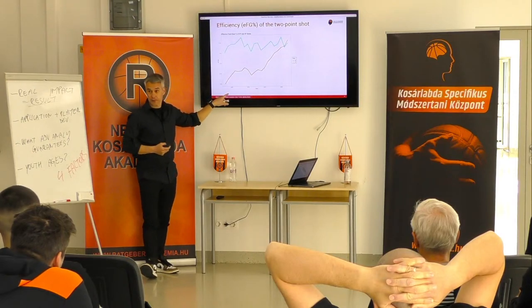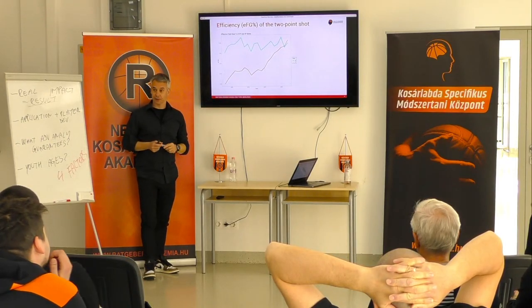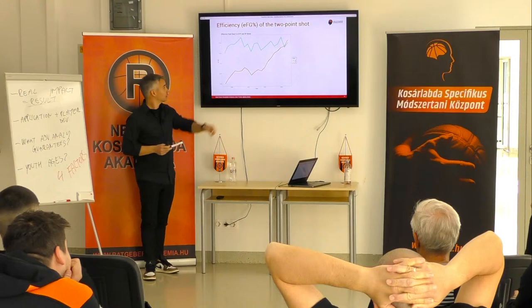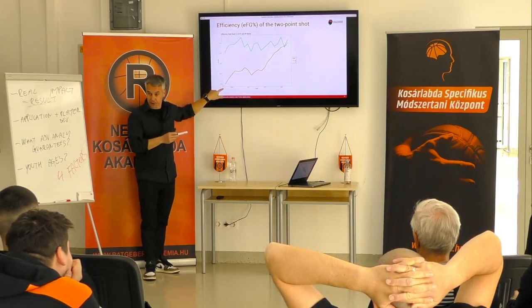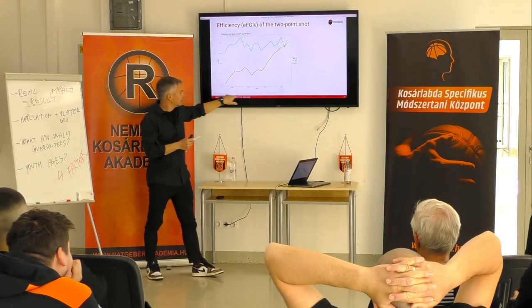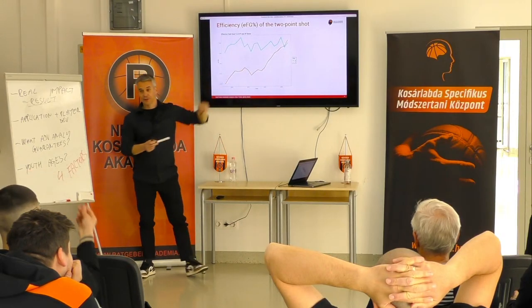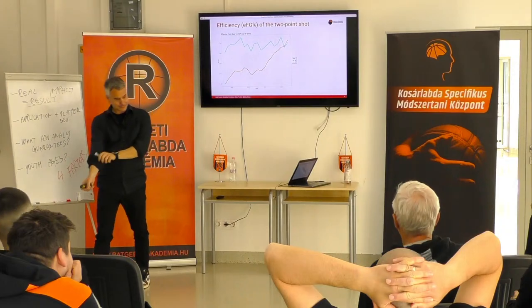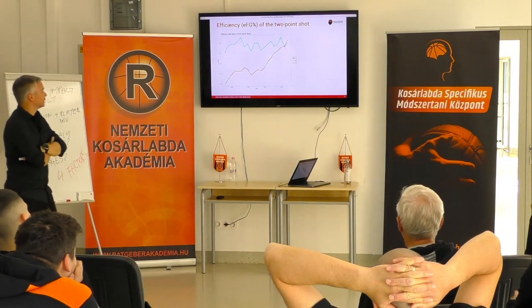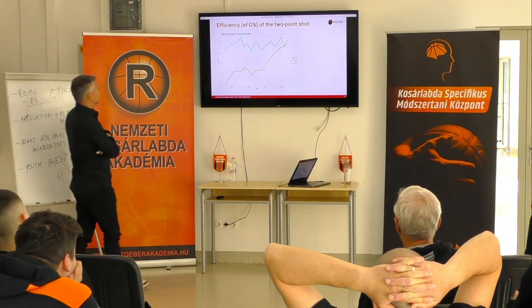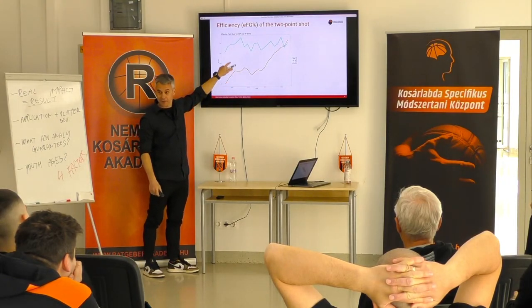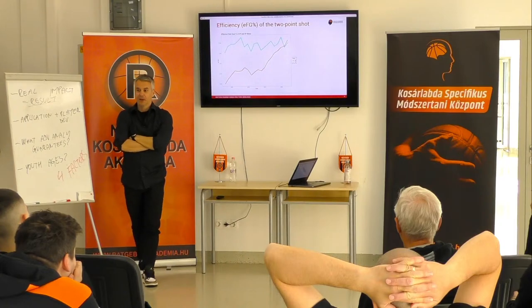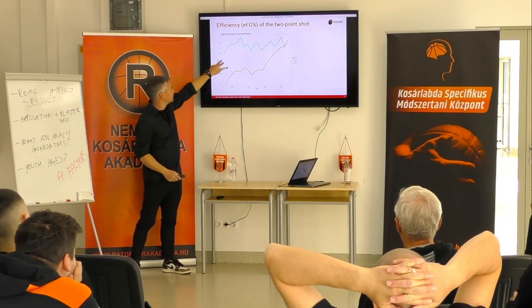Why? This is now effective field goal percentage, efficiency. From the early 2000s, where you saw this picture where everybody was inside, to now. What do you see from this chart? So the red one is the two-point shot. Yeah, so what happened, basically?